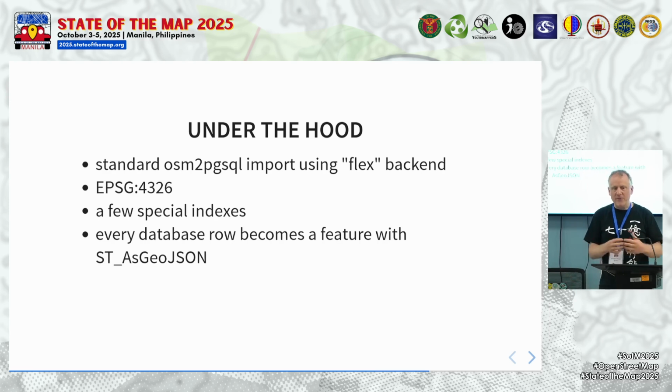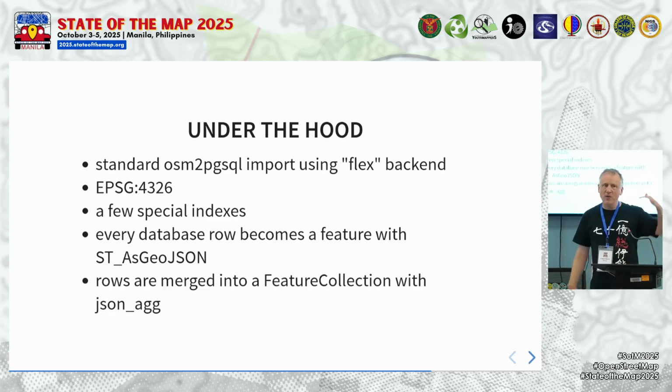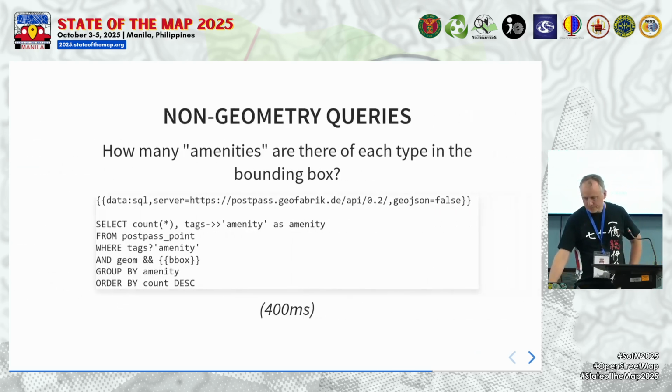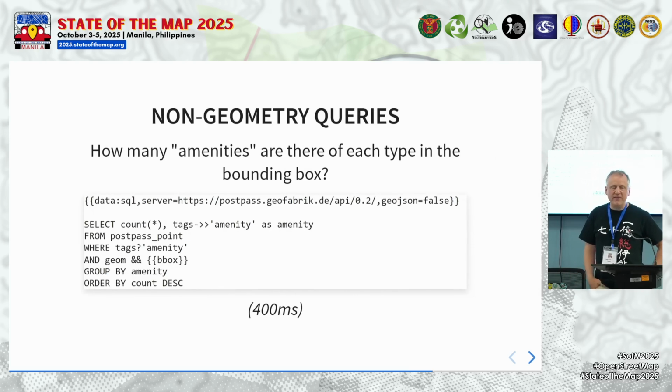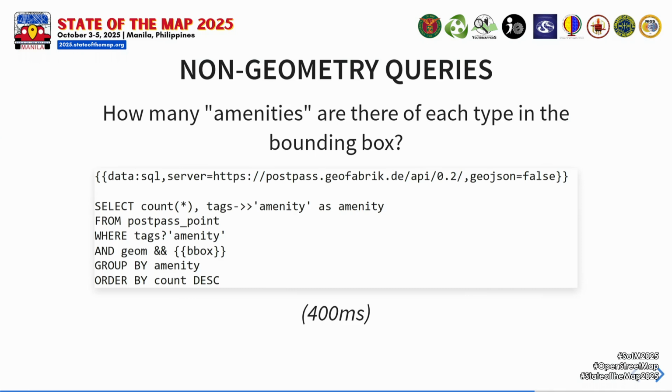If you make a query, every database row is wrapped in ST_AsGeoJSON, so Postgres will create the GeoJSON for every object, and then all the rows are merged into a single feature collection using JSON_AGG, which is also a built-in function in Postgres. You can also have queries that do not use geometry at all, that do not return a GeoJSON, but any Postgres result. For example, this query will look for all the things in the current viewpoint that have an amenity tag and count how many of them there are.